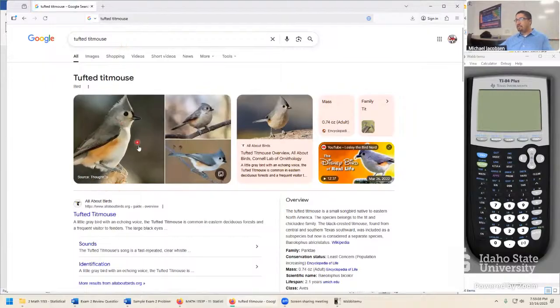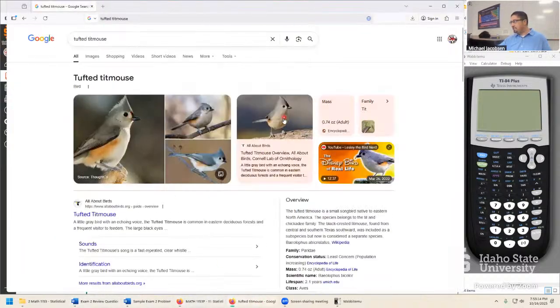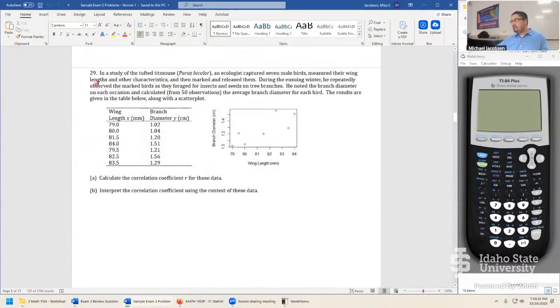So that's our bird. We're studying kind of information about this bird. It looks like we're interested in their wing length and branch diameter on the things they perch on. So it's kind of an interesting looking bird for sure. I don't know if these are in Idaho at all, North America, so maybe. So back to the problem.